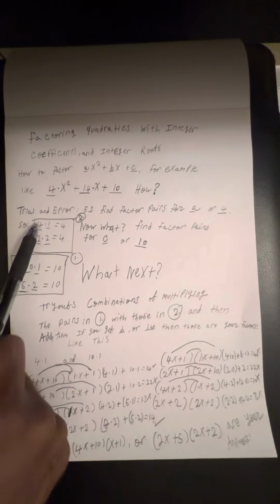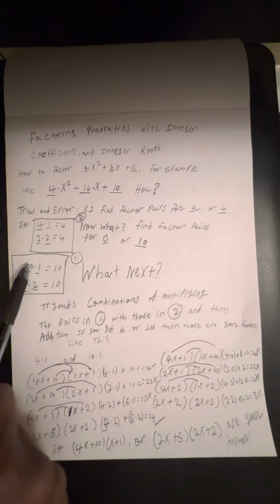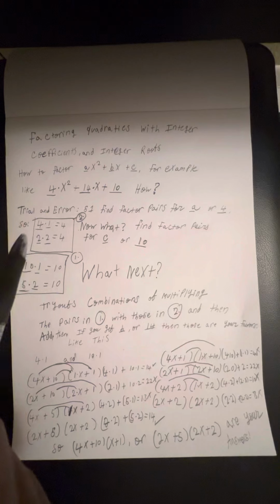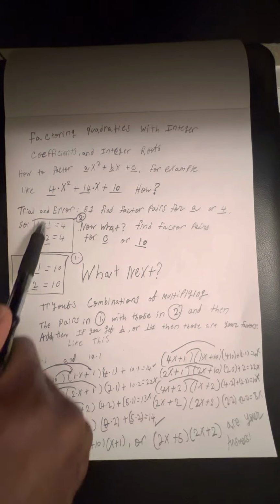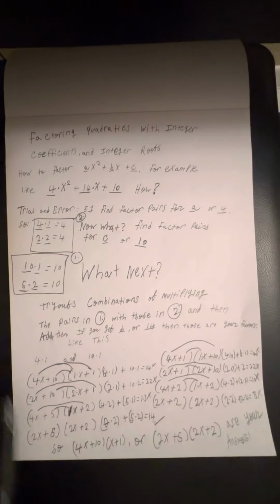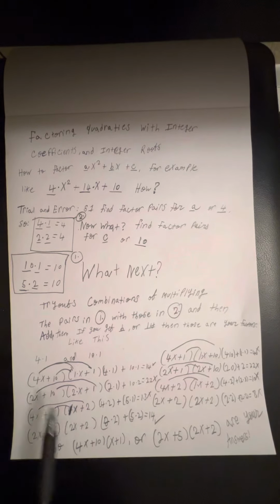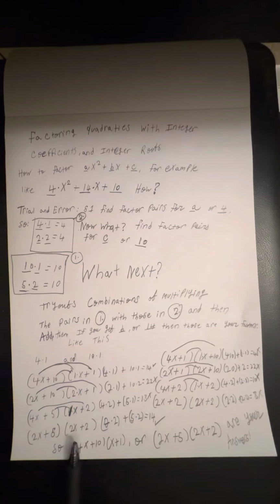But we do it for 4 and 1 with everything. We're going to switch it too. So if we have 4 times 10 and 1 times 1, is that equal to 14? No, so 4x plus 1 is not a factor.